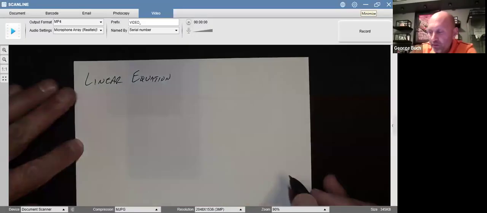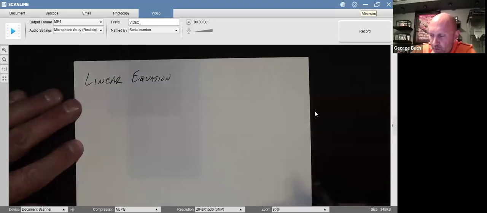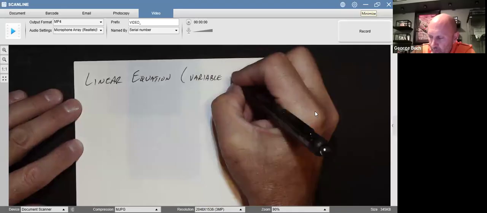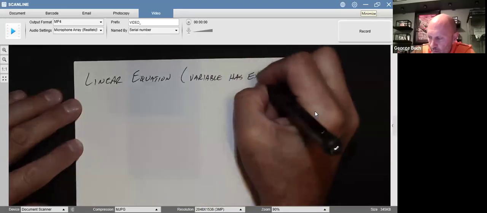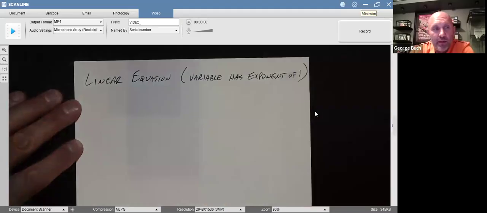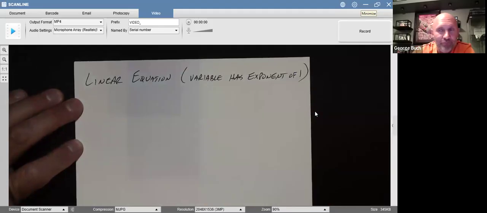So with a linear equation, what makes it a linear equation is that the variable has an exponent of 1. And the variable, it could be anything, x, y, a, b, z, w, whatever. The variable can be anything that we want. Could be a Greek symbol, alpha, beta, something like that. But the key is that the exponent on that variable is just 1.